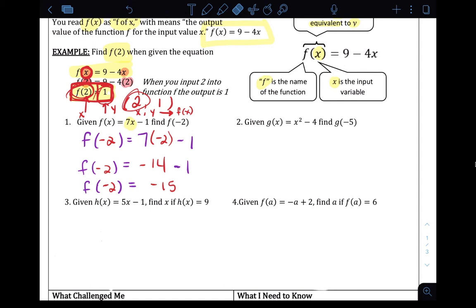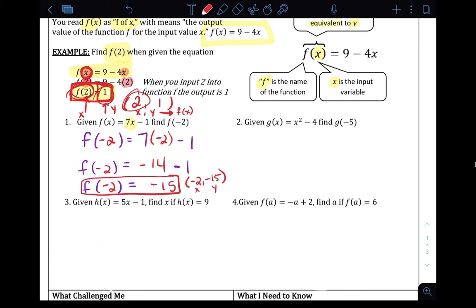So when I read my answer, I would say f of negative 2 equals negative 15. This is a really great answer. You can write it like that, or you could also write it as negative 2 comma negative 15. My input or my x value was negative 2, and the output was negative 15.